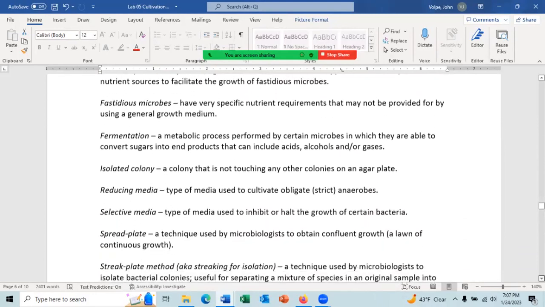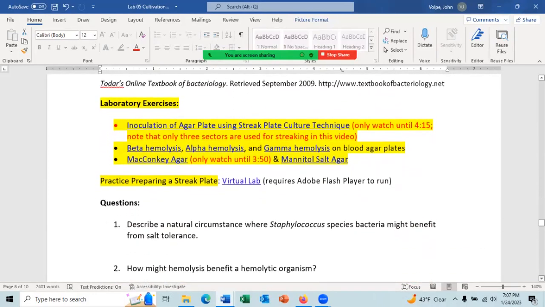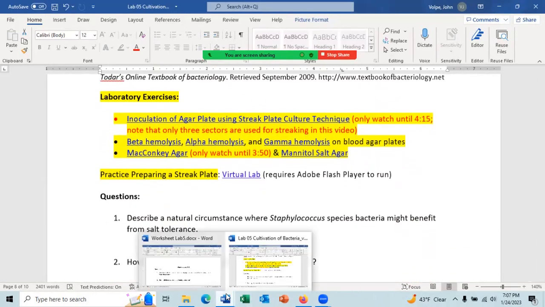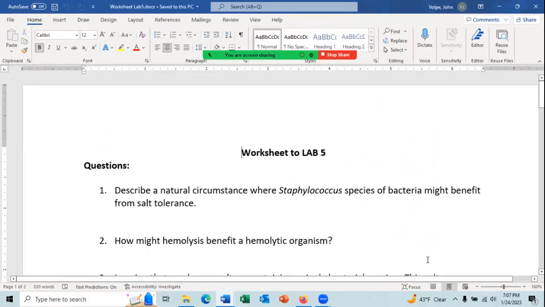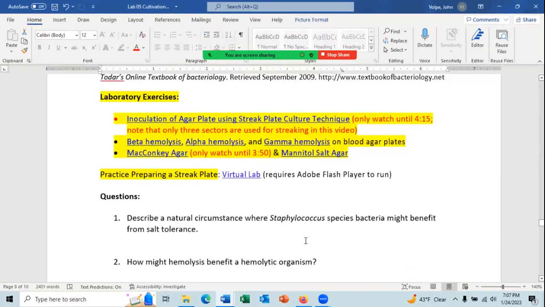All right, know the terms of this lab. And then go ahead and do the laboratory exercises. Let me go to the worksheet now. Oh, not quite. So there's a little video to watch on the inoculation of an agar plate using the streak plate culture technique. Only watch to 4 minutes and 15 seconds. After that, you don't need to watch it. You should note that this person is only doing 3 sectors, not 4, and you can do either 3 or 4.